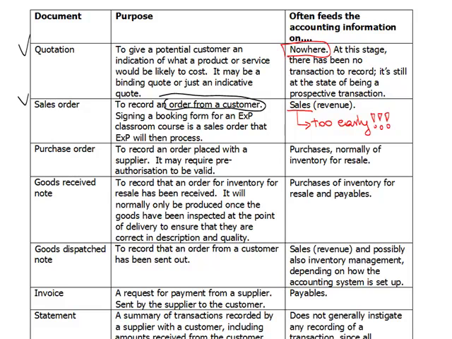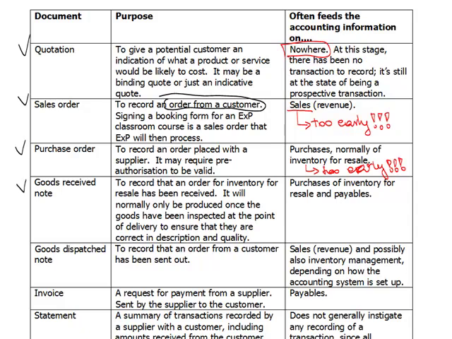Now, we may have a purchase order. That is when we send a request to our supplier to prepare some goods for us. Again, probably too early to include anything in the books.